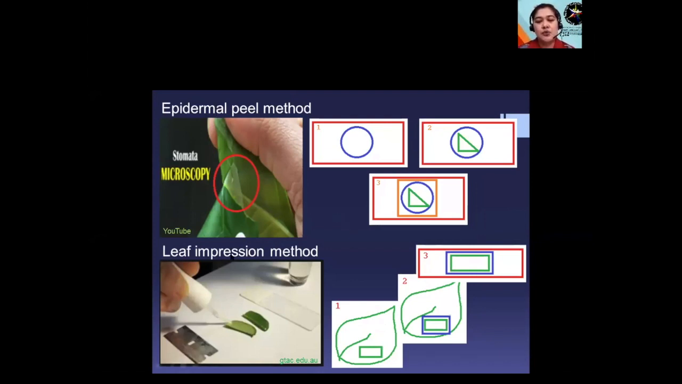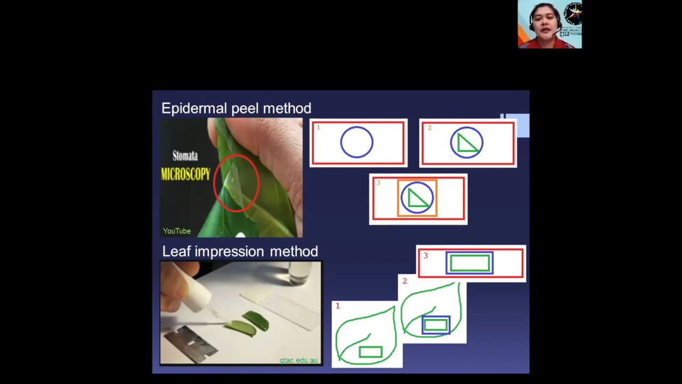So how do we acquire the epidermal sections? I give you two methods. The first one is the epidermal peel method. This is a method that works best when your leaf is thicker. Like the leaf of duhat, eucalyptus, or guava, those that are rather thick, that when you try to break it, it will break. But please do it slowly.